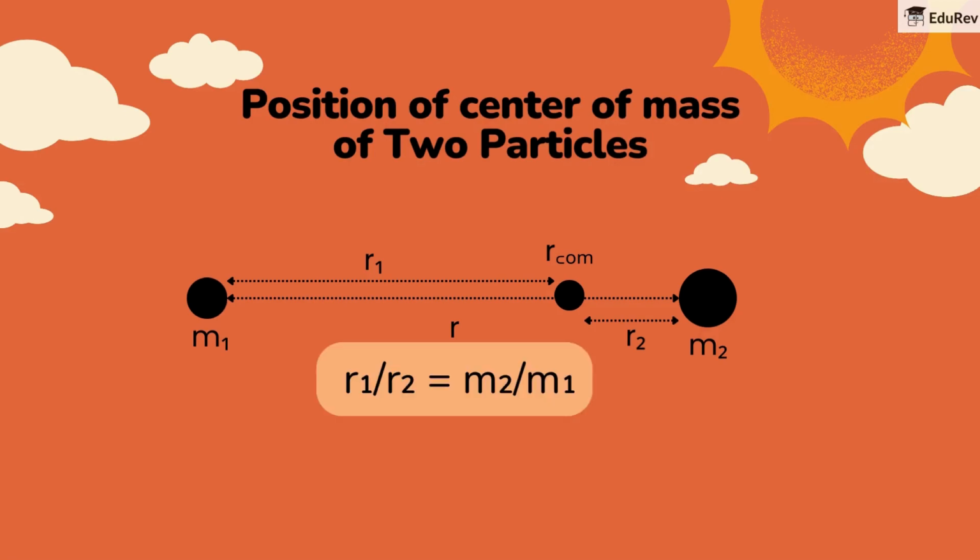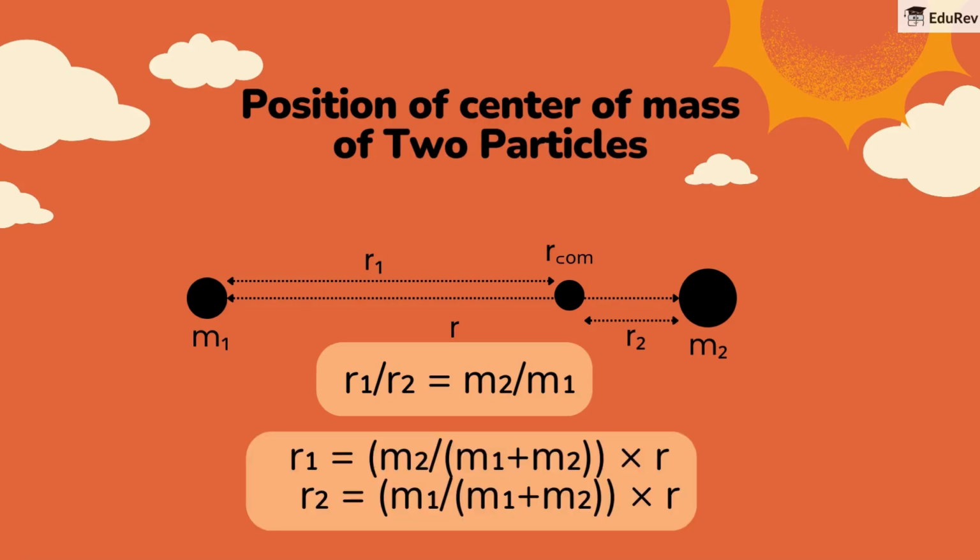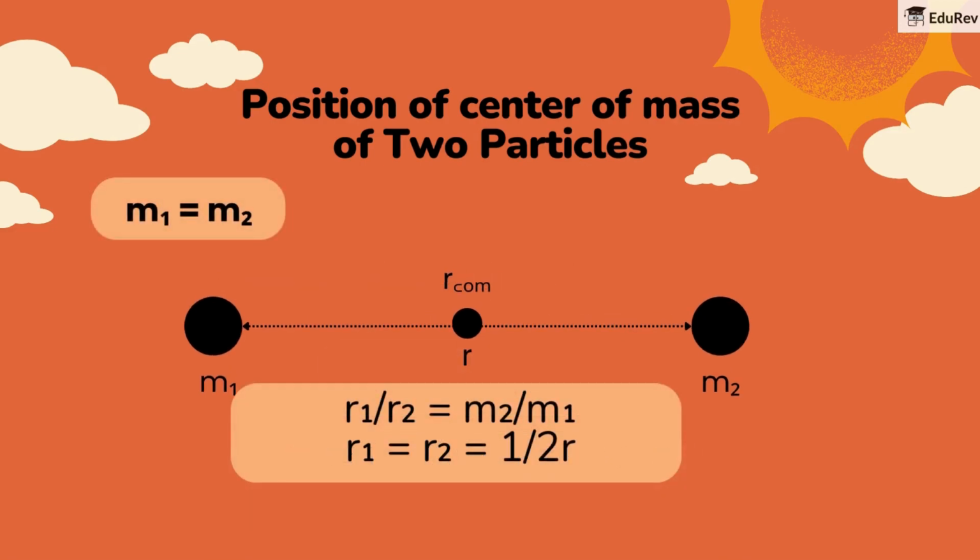Therefore, R1 by R2 is equal to m2 by m1, where R1 is the distance of center of mass from m1, and R2 is the distance of center of mass from m2. So, R1 is equal to m2 by (m1 plus m2) into r, and R2 is equal to m1 by (m1 plus m2) into r. So, if m1 is equal to m2, then putting values in this formula, R1 by R2 is equal to m2 by m1, so R1 is equal to R2 is equal to 1 by 2 r. Center of mass is midway between particles.